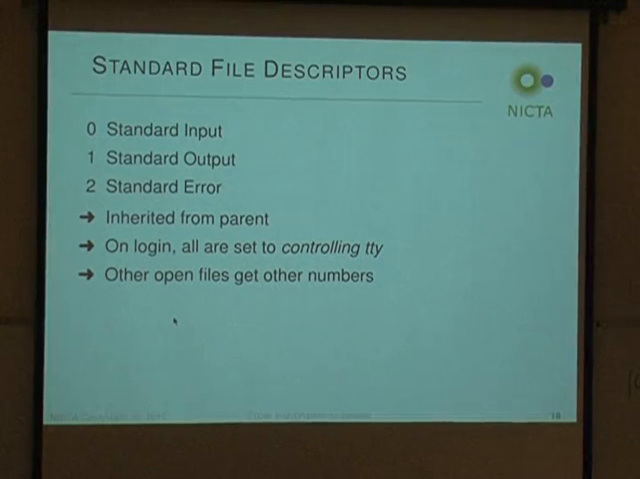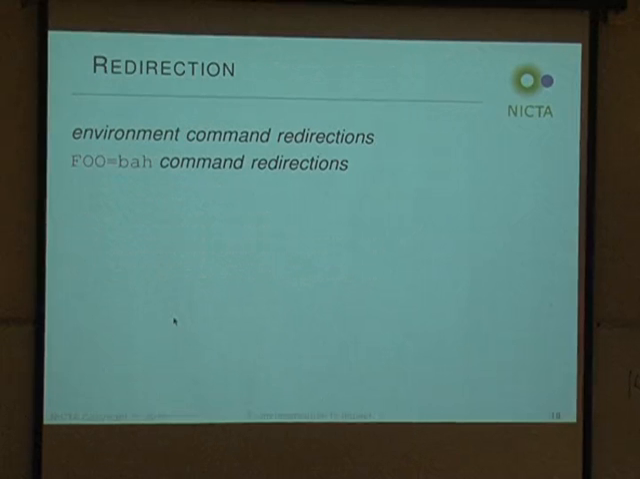When you log in, or when you start an external command, all of these three file descriptors point to the same thing. They point to your keyboard and screen. When you open new files, the kernel is guaranteed to search for the first unused number. As 0, 1, and 2 are taken, 3 is the first unused number, so it'll go on from there. You can manipulate these from the shell. A standard command looks like this. First, you've got variables set in the environment, like foo equals bar, which the command will inherit. Then you've got the command, then you've got some redirections.